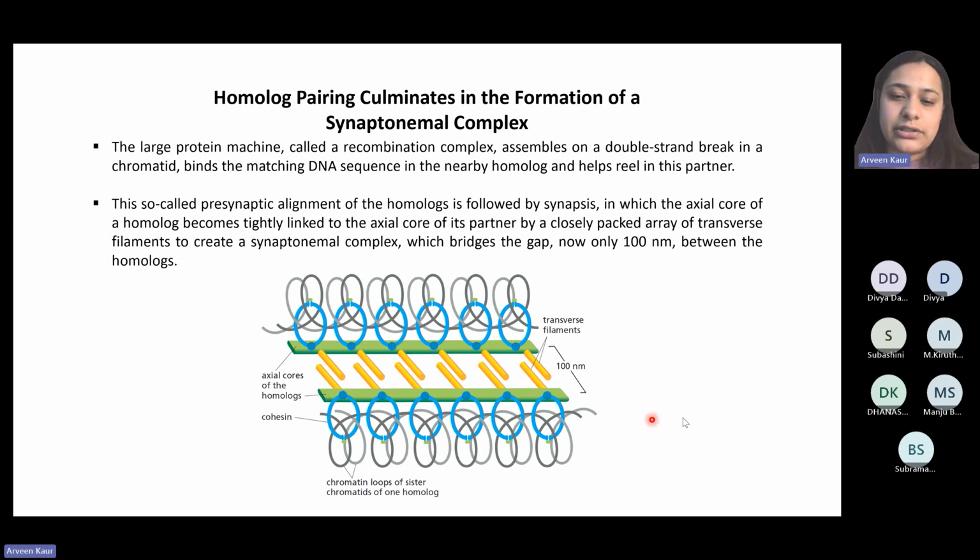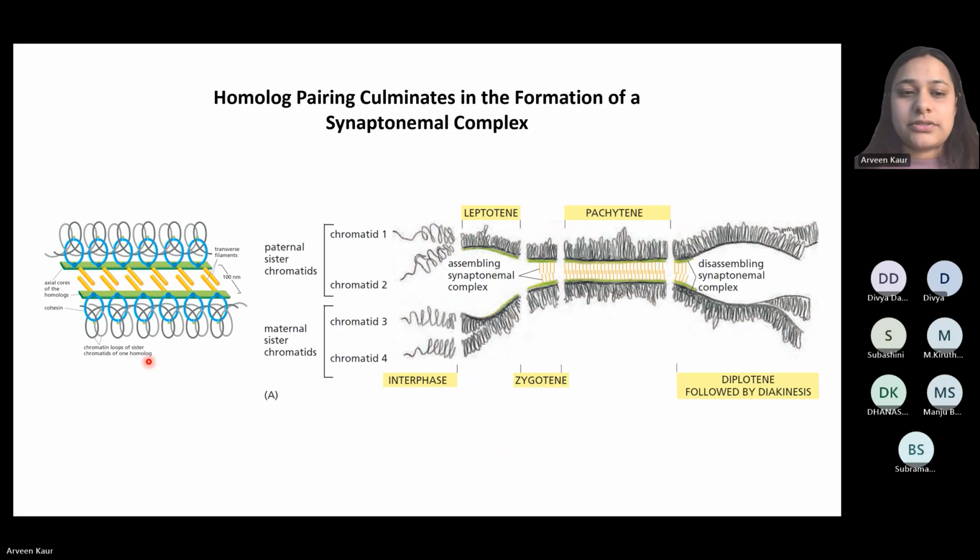And there are these axial cores of both these homologues that are different, right? And they are brought together by transverse filaments that are present close to it, which is what was being talked about. Okay. So, coming back to this representation that we had already seen earlier, as we talked about, there are these four chromatids that are present, right? Now, two of these, 3 and 4, are sister chromatids, 1 and 2 are sister chromatids.